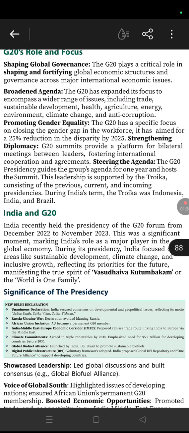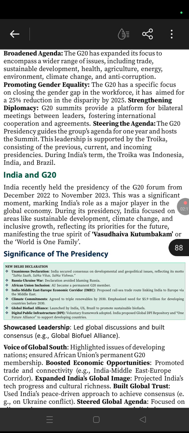What is G20's role? G20's role is for shaping the global governance. Global governance is an important keyword. Second, we can say that it promotes broad agenda. Here we can think from various perspectives, from health, education, energy, climate change, anti-corruption. Many dimensions we can think about the G20's role. Then gender equality. You can think the G20's role in terms of sustainable development goals also.